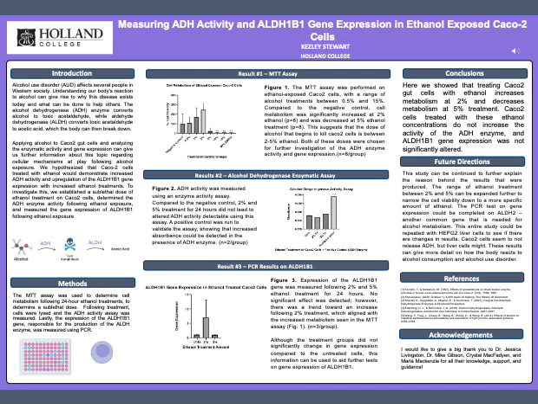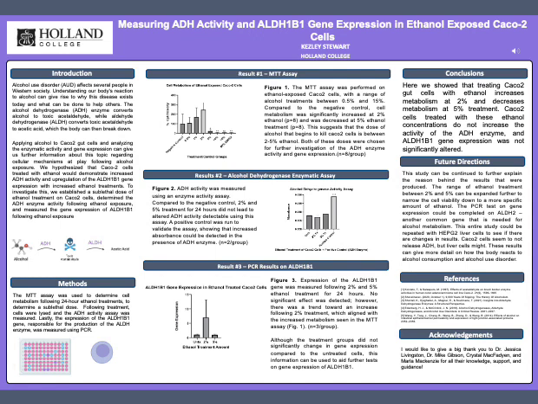The third and final result, the PCR results on ALDH1B1. We found that there was no significant change between each group compared to the untreated CACO2 cells, but there was a trend in the positive direction for the 2% treated CACO2 cells, which could be due to the MTT assay having high cell metabolism at 2%.